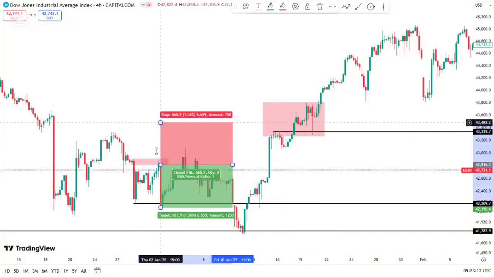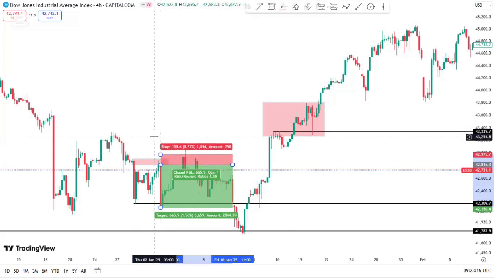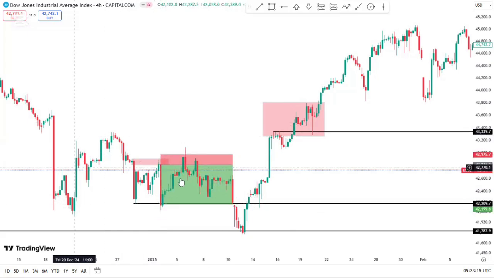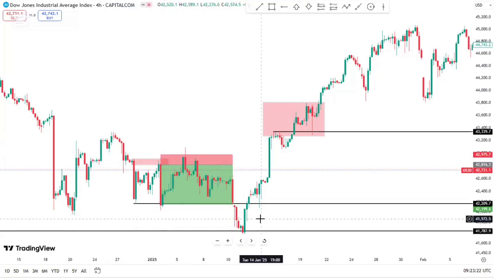Your entry was going to be like this here. Continuation pattern, stop loss above, take profit there. You are done with your trade. Just like that.